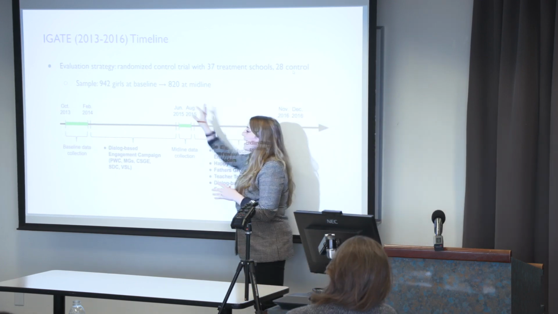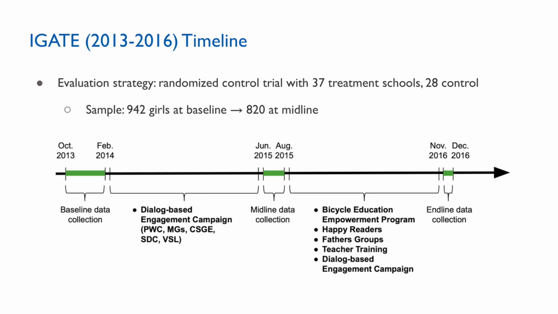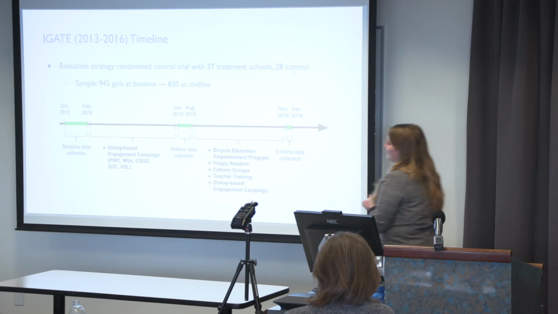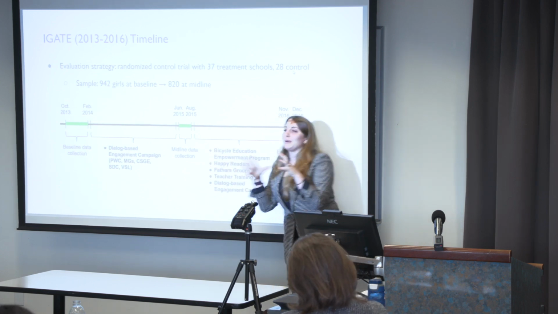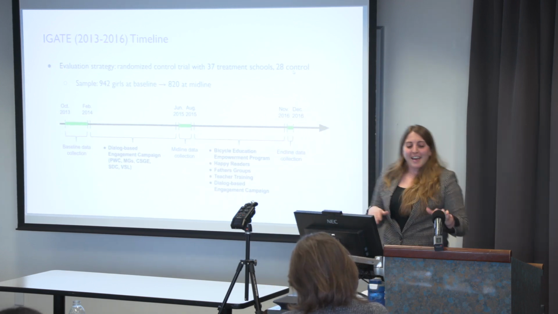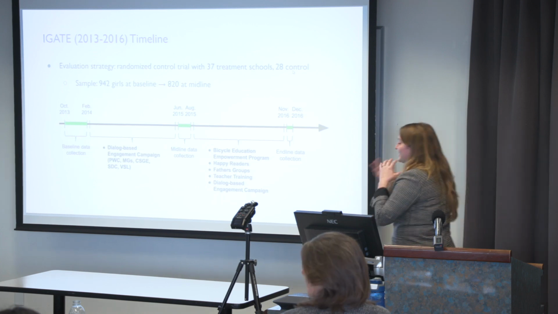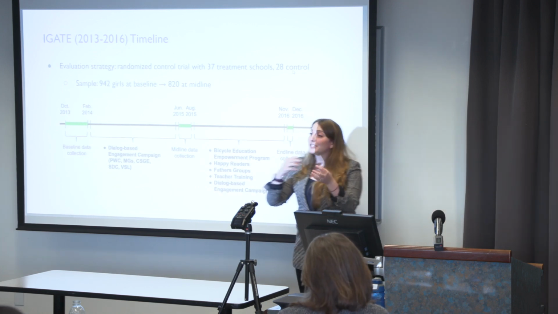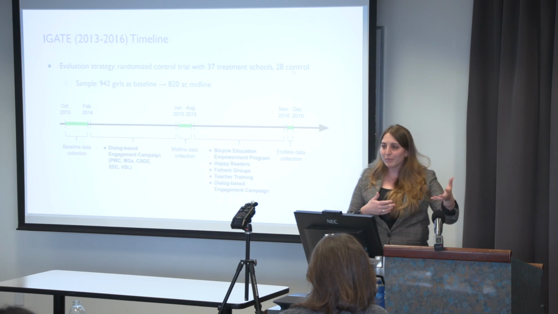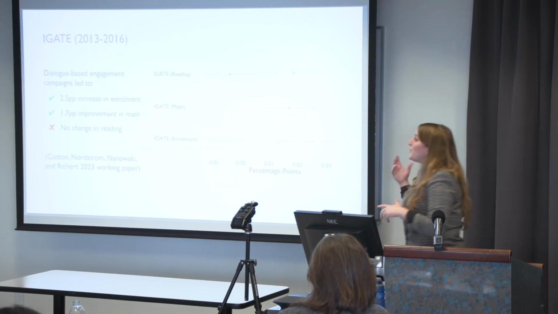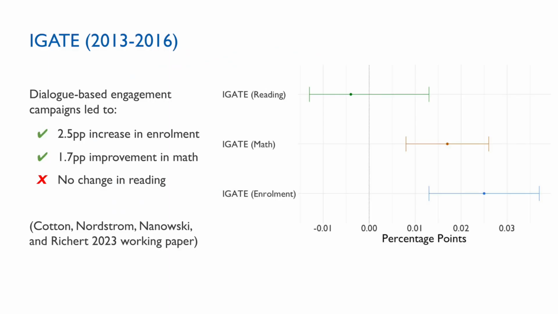And so we were able to have a sample of about 942 people at the beginning of the study. We did have some attrition, which is fairly standard, but was a little high in this context, where we have about 820 people remaining by the middle of the program, which is what I'm going to focus on today. And so after we do what we call a differences-in-differences analysis, which allows us to compare these outcomes over time between treatment and control groups, what we found is that the students who had been exposed to or were in these communities where these dialogues had taken place had improvements in enrollment.